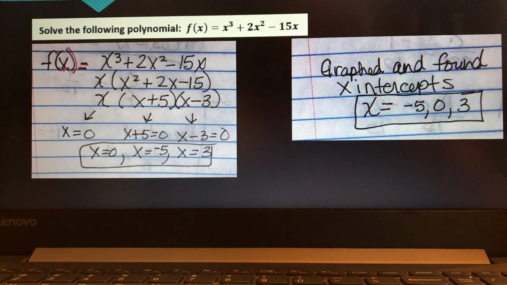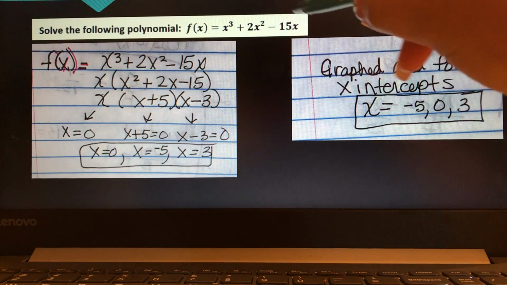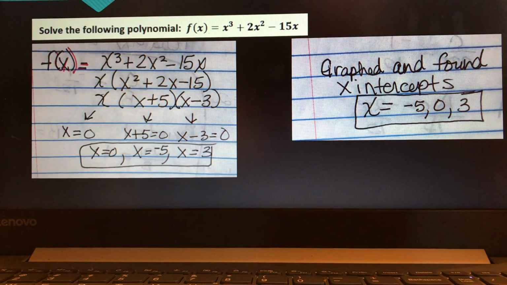Alright, so first off I asked you to do the bell work. This is the question that we looked at. Solve the following polynomial. You are familiar with solving polynomials. We've just finished that up. And these are a couple of ways that you all approached that, and I want to talk about that because that will help you as we are going into solving polynomial inequalities.